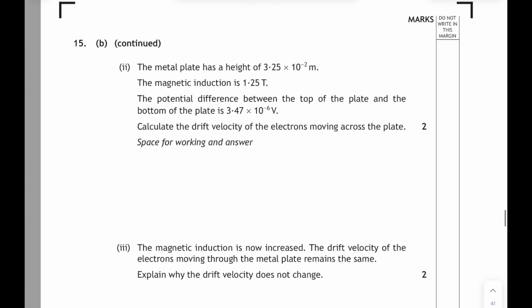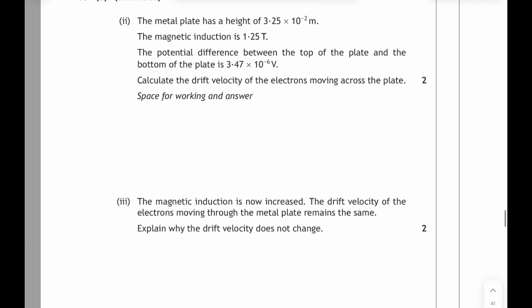The metal plate has a height of 3.25 times 10 to the minus 2 metres. The magnetic induction is 1.25 Tesla, and the potential difference between the top of the plate and the bottom of the plate is 3.47 times 10 to the minus 6 volts, and we have to calculate the drift velocity of the electrons moving across the plate. Well, that's just a case of putting those numbers into the relationship that we were asked to show in the previous part of the question.